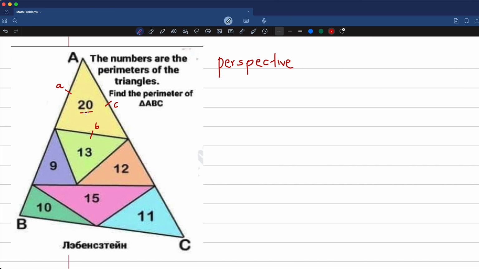Now the question is to find the entire perimeter of the bigger triangle outside, the triangle ABC is what we need to find. This is a problem about perspective, which I'll go into in detail.